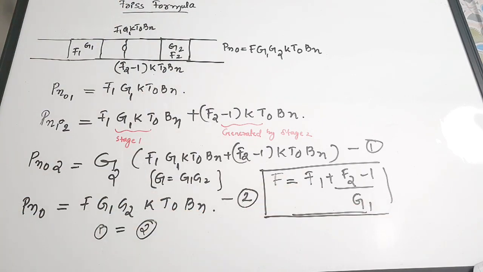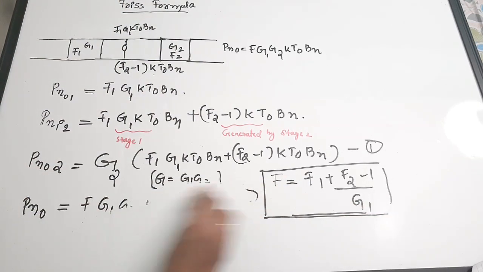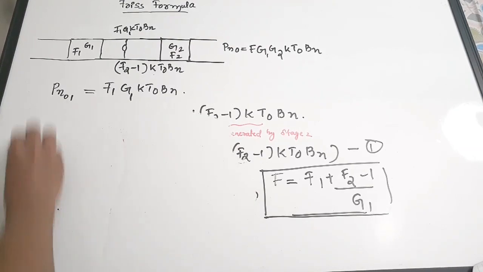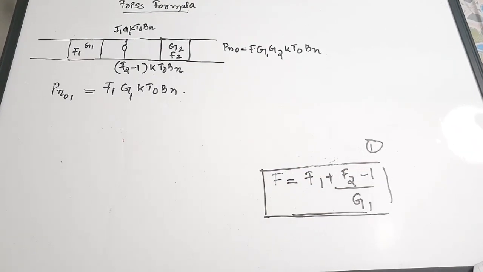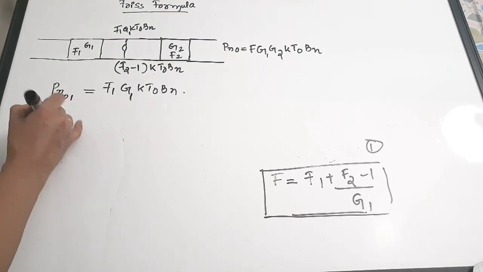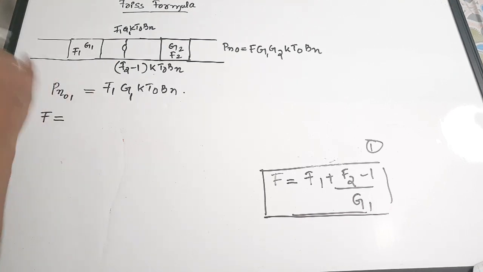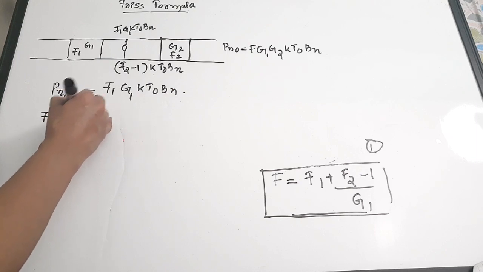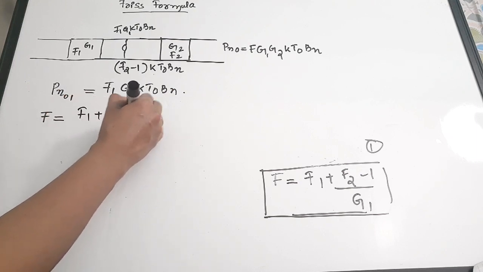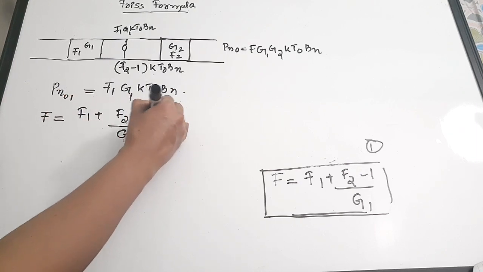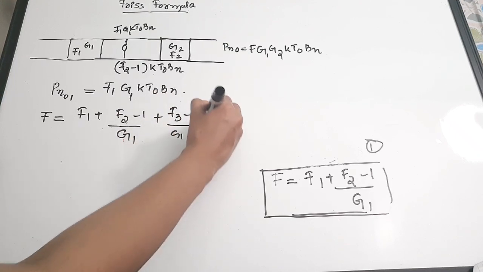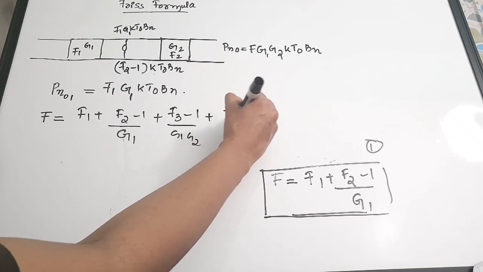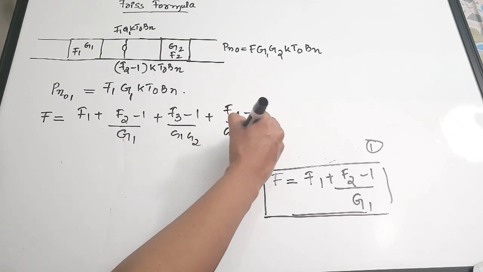Now, if it is an n-stage cascaded connection, how will it be? Let us write the general formula for n number of stages in cascaded form. You can write F, the total noise factor of a cascaded connection, is equal to F1 plus F2 minus 1 by G1 plus F3 minus 1 by G1 G2 plus F4 minus 1 by G1 G2 G3.